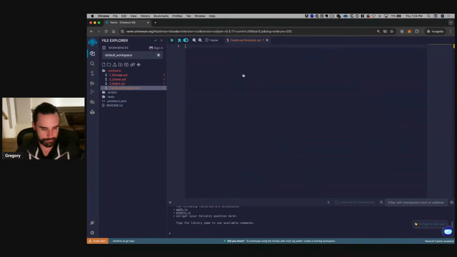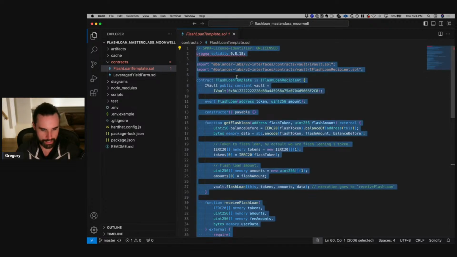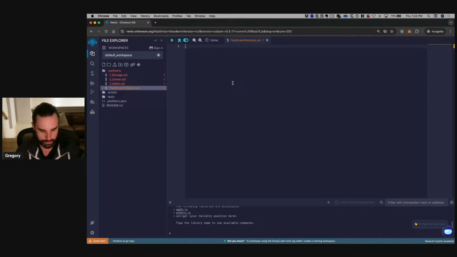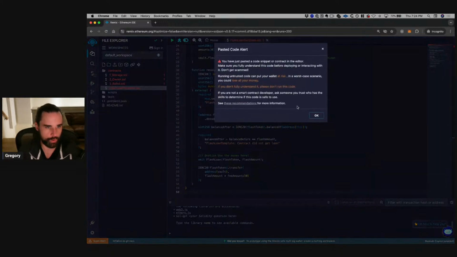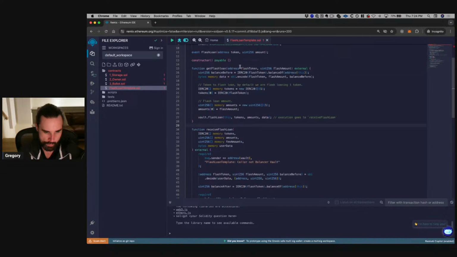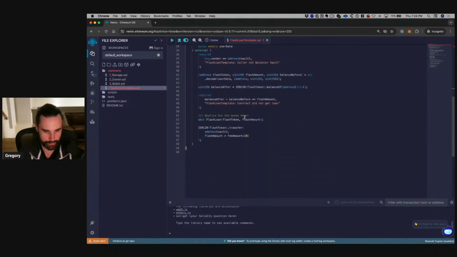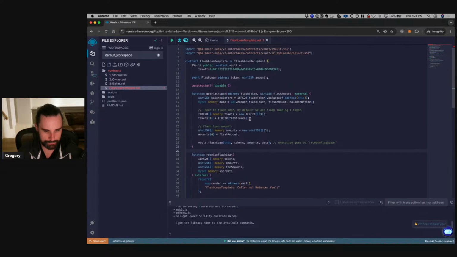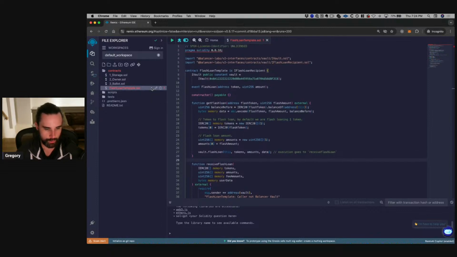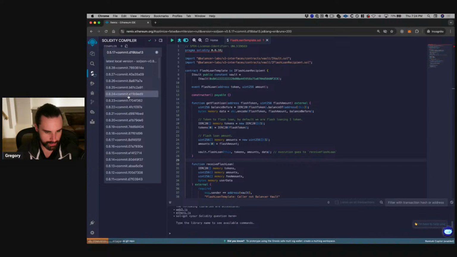And what we're going to do is go back to this code editor. We're going to highlight everything and copy it. We're going to paste it inside of here. It's going to give you a warning that says, do you trust the people that are giving you this code, because you don't want them to scam you out of your money? I'm not scamming you out of your money, so click OK. And so here's our basic flash loan contract. What we're going to do is go ahead and compile this. We're going to select Solidity 0.8.18. You can see the version here, 0.8.18. So we'll select that.